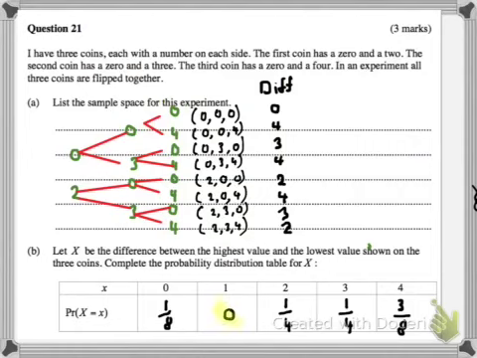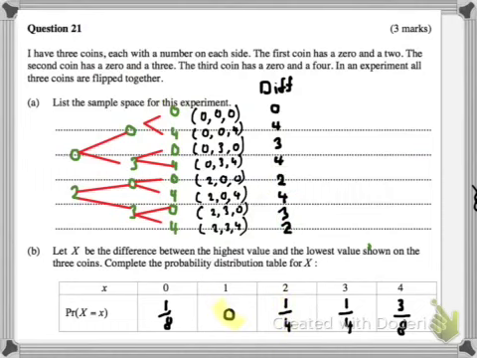So we can see how I'm getting 0 there. There's no possibility of the difference being 1. As far as the difference being 2 is concerned, there are 2 outcomes that give me that out of the 8, there and there. 2 out of 8 gives me 1 in 4 there.